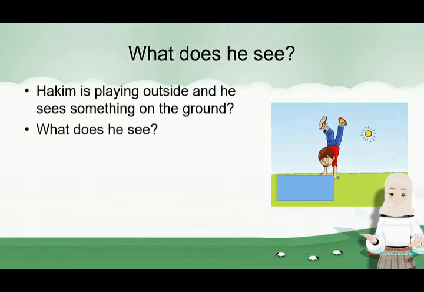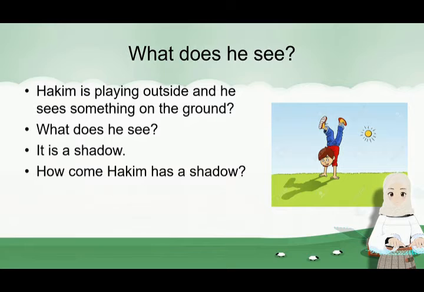So, we see there's a boy there. Let's call him Hakim. So, Hakim is playing outside and he sees something on the ground. So, at this box here, what does he see? Let's find out. It is a shadow. So, how come Hakim has a shadow?